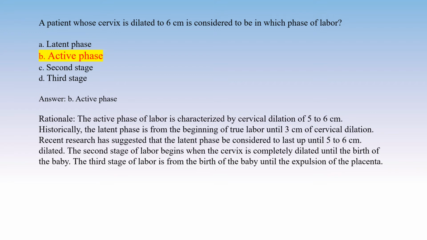Answer: B. Active phase. Rationale: The active phase of labor is characterized by cervical dilation of 5 to 6 centimeters. Historically, the latent phase is from the beginning of true labor until 3 centimeters of cervical dilation. Recent research has suggested that the latent phase be considered to last up until 5 to 6 centimeters dilated. The second stage of labor begins when the cervix is completely dilated until the birth of the baby. The third stage of labor is from the birth of the baby until the expulsion of the placenta.